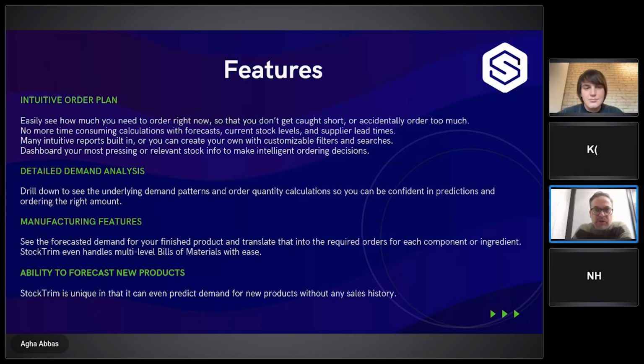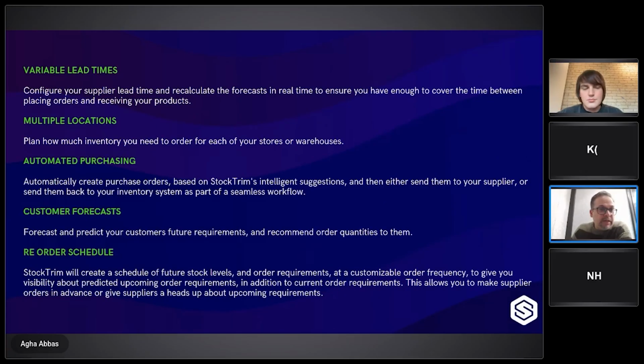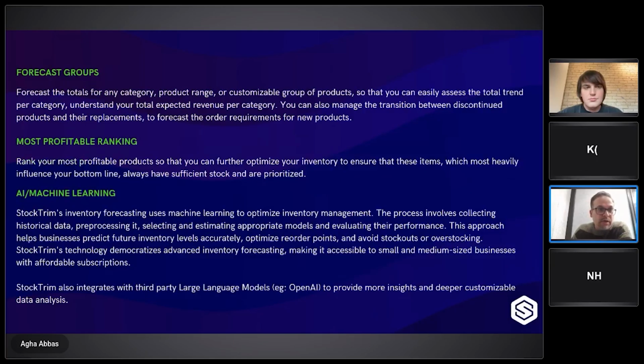Just some very high-level features I wanted to mention here. It's got an intuitive order plan, detailed demand analysis, manufacturing features, the ability to forecast new products, variable lead times, and multiple locations. You can manage automated purchasing. You can create purchase orders and send them into inFlow as well. Customer forecasts, product forecasts, reordering schedules. You can bundle up the customer groups by product as well, and do the inventory planning based on that. And you can also do different types of rankings.